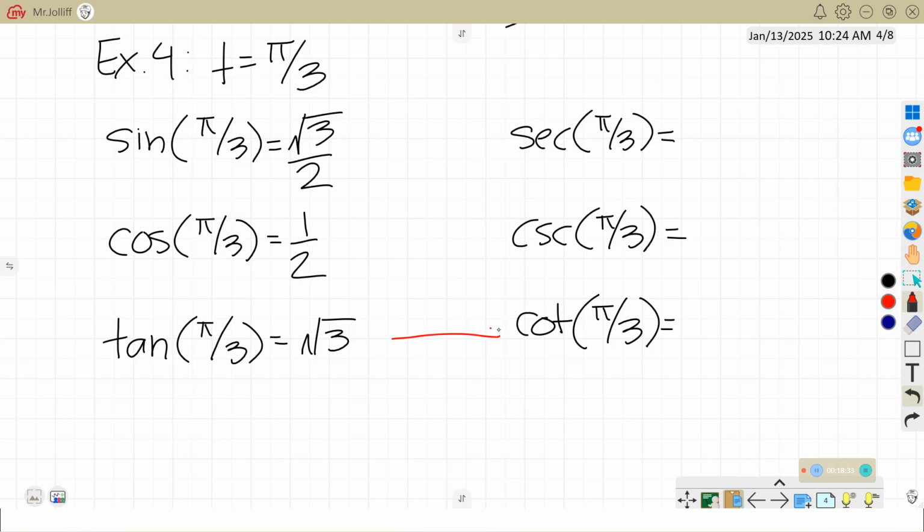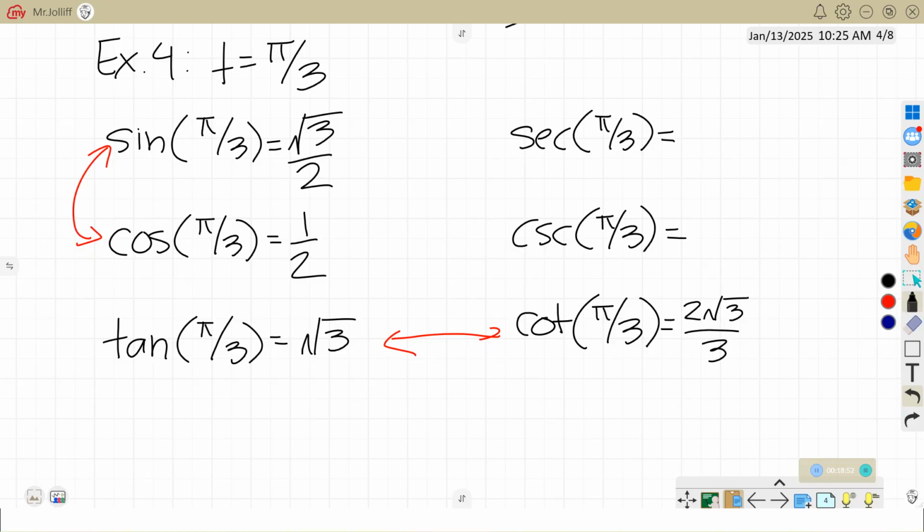Cotangent. These guys switched when these guys switched. Which means if I know that my tangent and my cotangent switched, this is probably what my tangent was before, which was this.